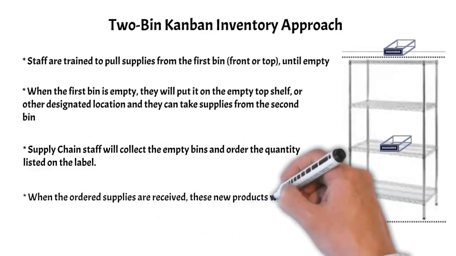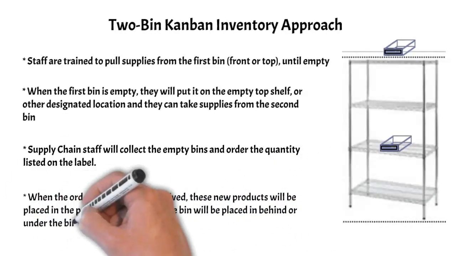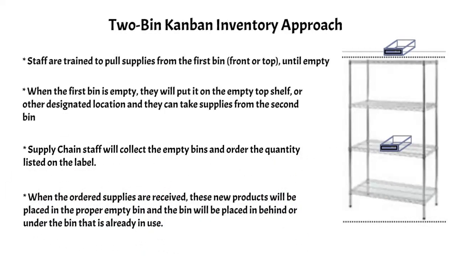When supplies are received, they will be put in the empty bin, and the empty bin will be placed behind the bin that is still on the original shelf. As you can imagine, this process can prove quite efficient when properly implemented and adopted. If your organization uses Kanban inventory methods, make sure you understand the processes used so that your organization can be as successful as possible.